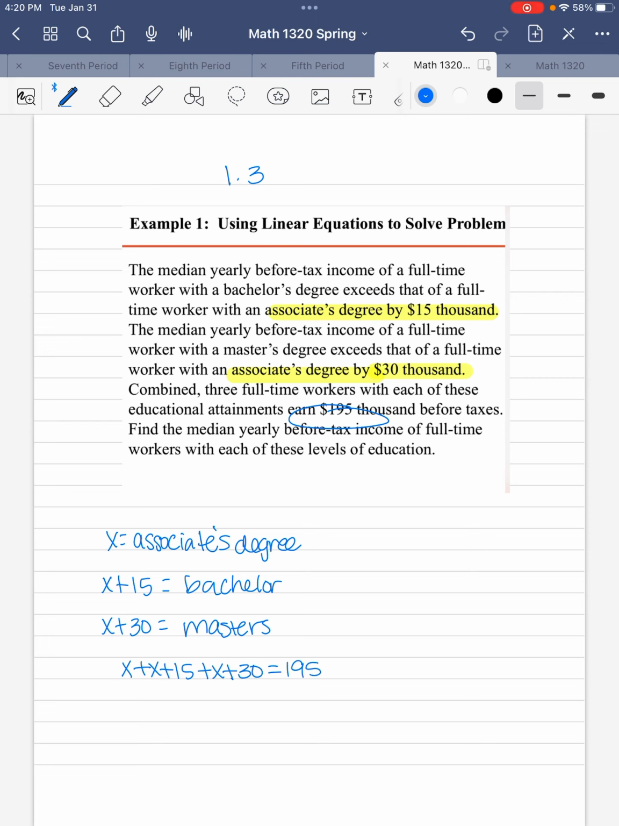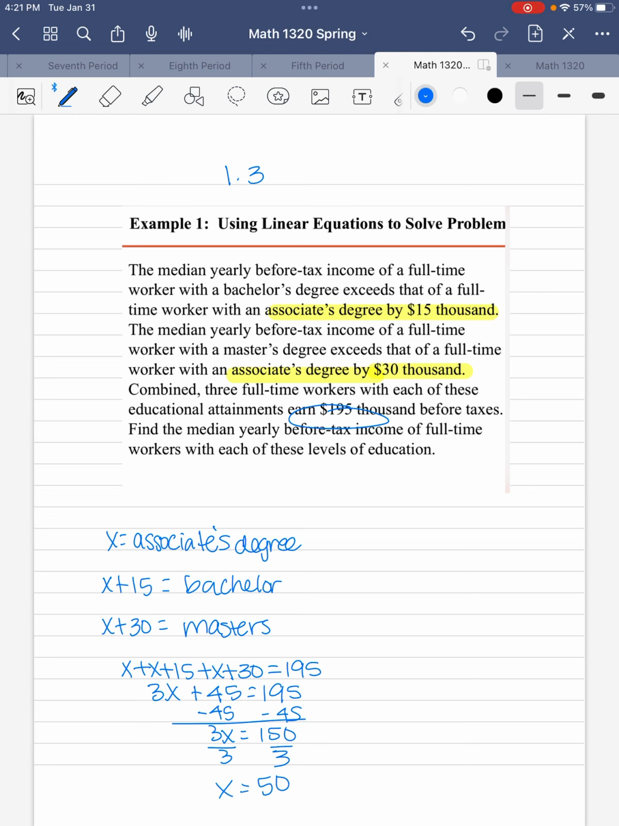Combine our like terms, we have three x's, x plus x plus x, that is 3x. 15 plus 30 is 45, and we set it equal to 195. So all I've done is combine like terms. From there, we can solve for x, so subtract 45 from both sides. When we subtract 45 from both sides, we get 150, divided by 3, and x equals 50.